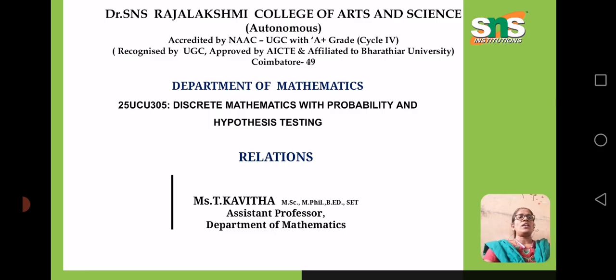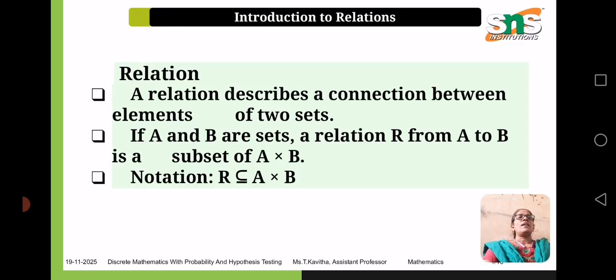Today's topic is relations. What is a relation? A relation describes a connection between elements of two sets. If A and B are two sets, a relation R from A to B is a subset of A cross B. A cross B is the Cartesian product of the two sets A and B. R is a relation. Therefore, R is a subset of A cross B.